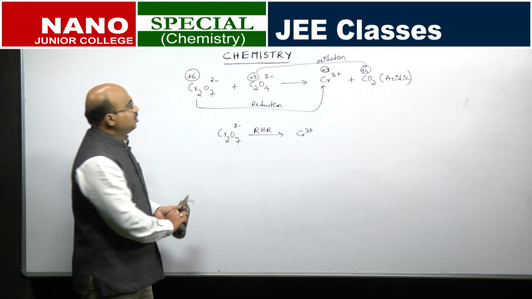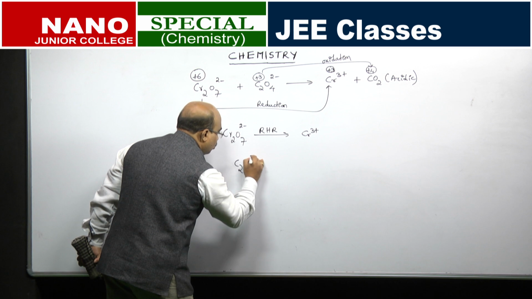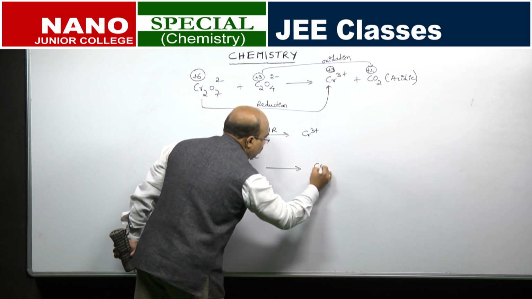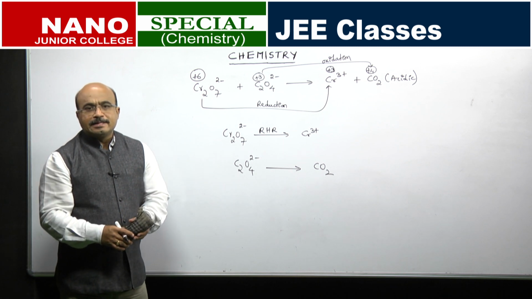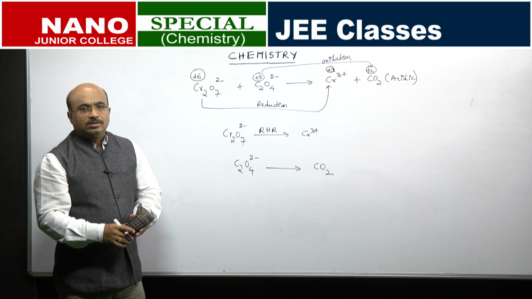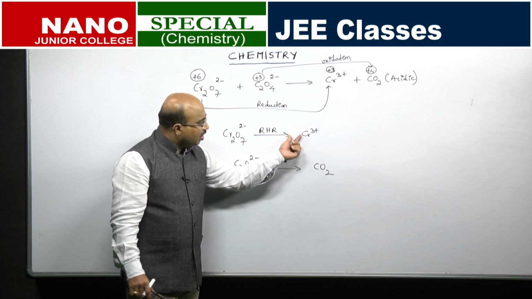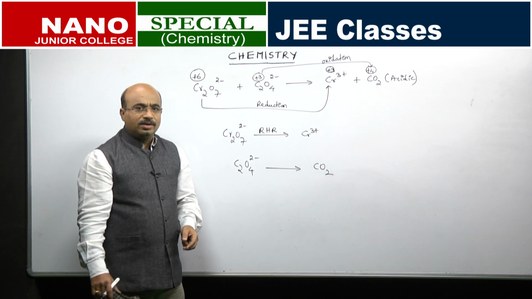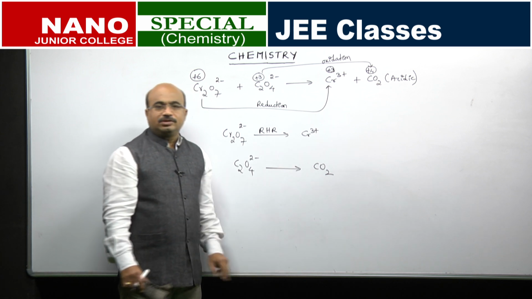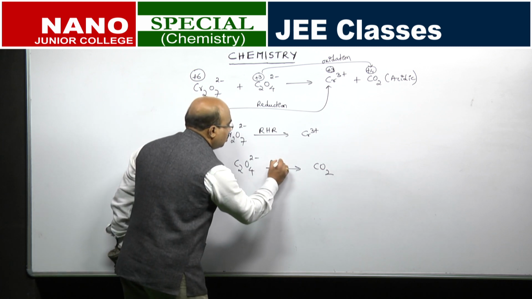Similarly, the other equation, what is that? C2O4 2 minus gives CO2. Just on the right hand side, give some gap, so that sometimes you are writing the coefficient to balance them. So, just give that gap at least. So, this is now the oxidation half reaction.